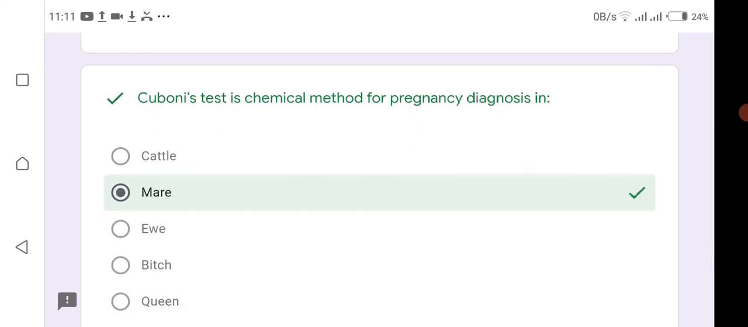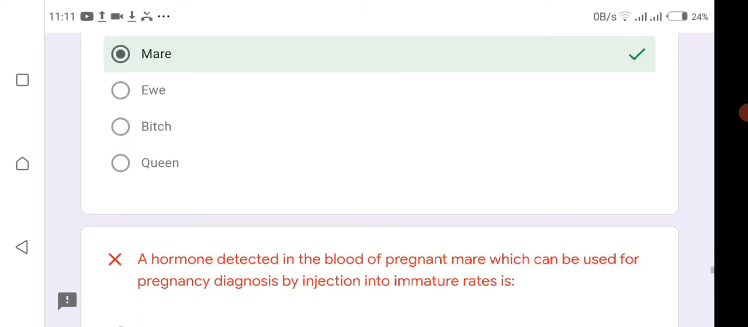Kuboni test is a chemical method of pregnancy diagnosis in mare. A mare can be diagnosed as pregnant or not by the Kuboni test.